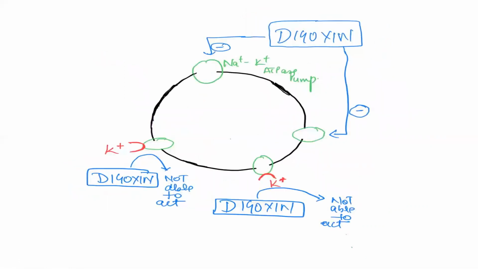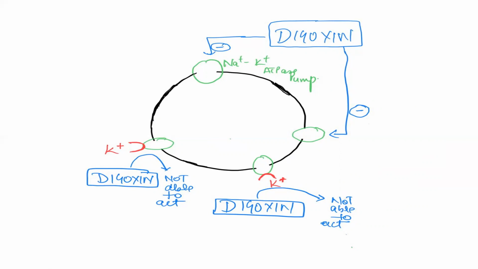Now, just consider this as a myocyte and the green, it's representing the sodium potassium ATPase pump. If I give my patient digoxin, not all digoxin is acting on the sodium potassium ATPase pump. You see down below, some of the pumps are blocked by potassium, thus not allowing digoxin to act on it. Therefore, preventing my patients from getting cardiac side effects of digoxin.